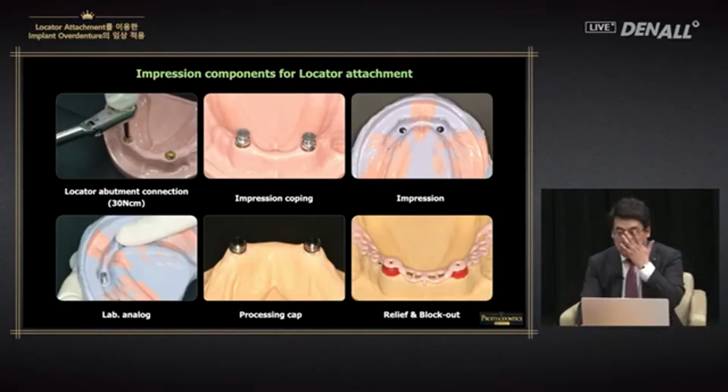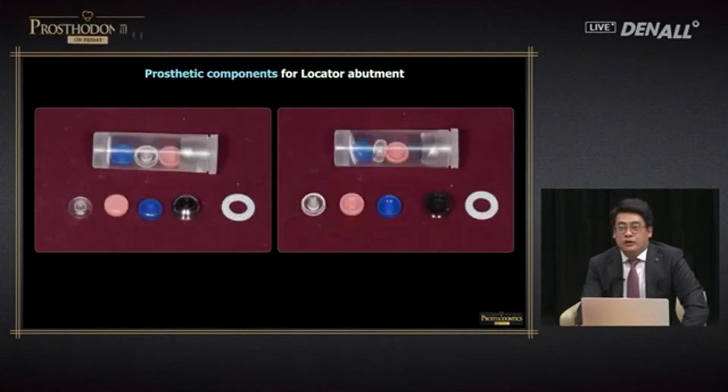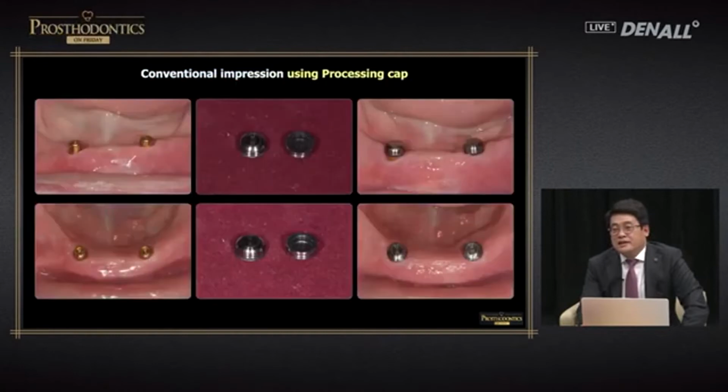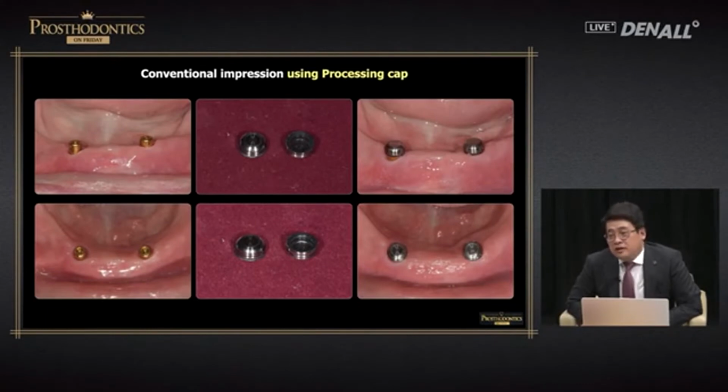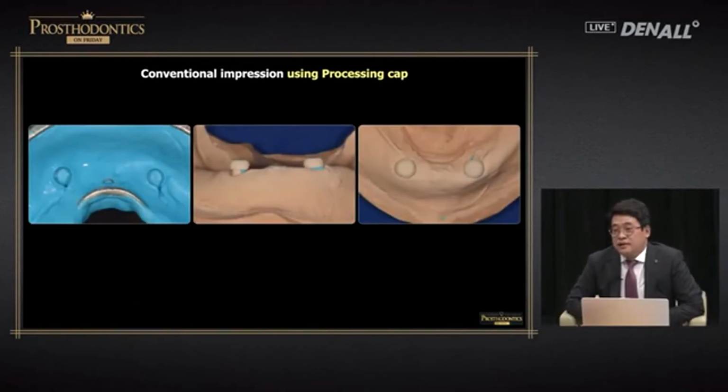To give you a tip, once you buy the appropriate locator, it comes like this. If you buy the TS port and connect it, in the processing cap, there is the black nylon nail or the processing nail, and you position it using this. Once you take the impression, bite registration will be reflected on the stone die.